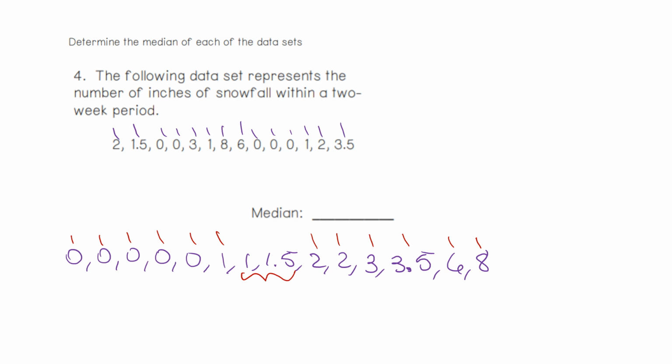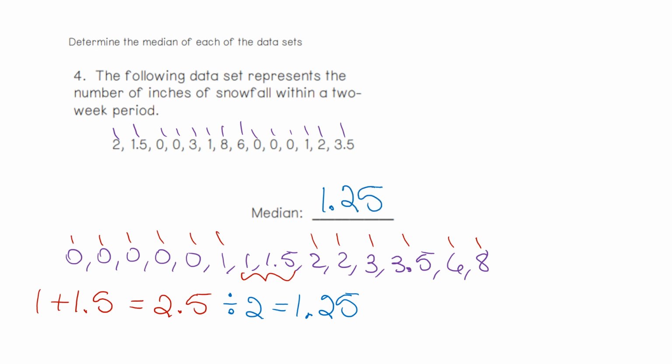I can't put both of those numbers because a median is a single value. So I want to find the average of these 2 numbers. So I'm going to add them together. So I'm going to do 1 plus 1.5, which is going to give me 2.5. I'm going to divide by 2 since I added 2 numbers to get that, so I can get my average, and that would give me 1.25. So my median to this series is 1.25.